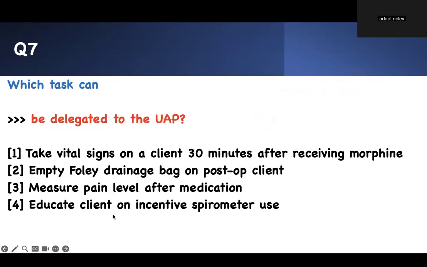Keywords. Number 7, which task can be delegated to a UAP? Taking vitals 30 minutes after receiving what? Morphine. After you give them pain medication, you've got to check the vitals. Empty Foley drainage bag on a post-op client. Measure pain level after you give them medication. But educate the client on incentive spirometer use. What do you think? Question number 7. How are you doing? What is your score? I know you got 6 out of 6. Number 7, you're going to put in the bag. Put hashtag number 7. I get this one. What do you think? What is your answer?